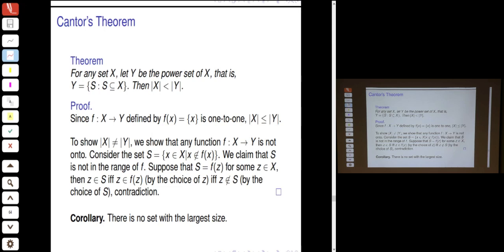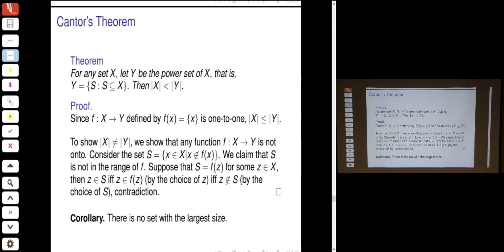If you look at z in S, and look at the definition of S, you get z is not in f of z. But on the other hand, by the choice of this z, f of z is exactly S. So z in S implies z is in f of z. Then you get a contradiction. So that's the whole argument. It's so strange.